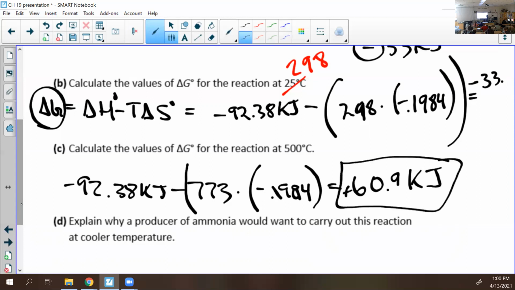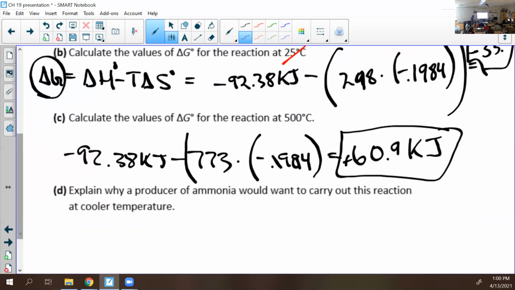Do you have to put a plus sign? No, I'm putting a plus sign to emphasize. At this temperature, it is not spontaneous. At this temperature, it was spontaneous. All right.